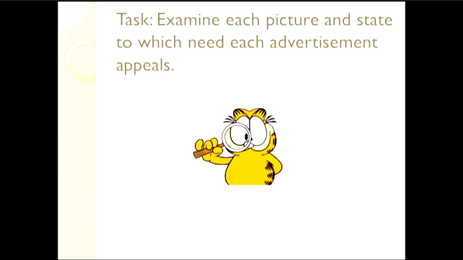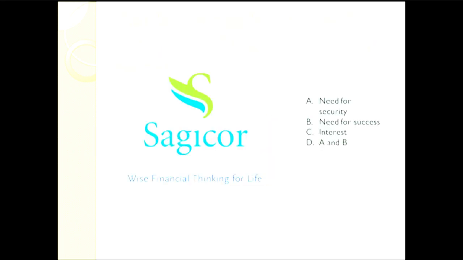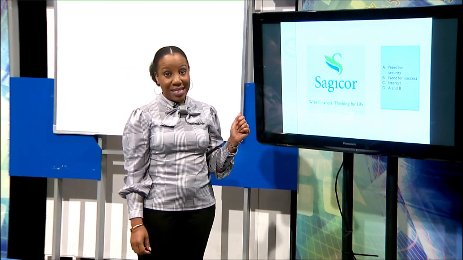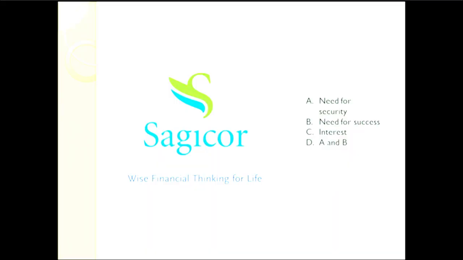We are going to look at some pictures and we're going to examine them to see if we can apply what we know about needs to figure out what need each advertisement is appealing to. First one, Sagicor, and their tagline is wise financial thinking for life. Now, is the appeal need for security, need for success? Is it appealing to an interest? Or is the answer D, which means it's appealing to both need for security and need for success?